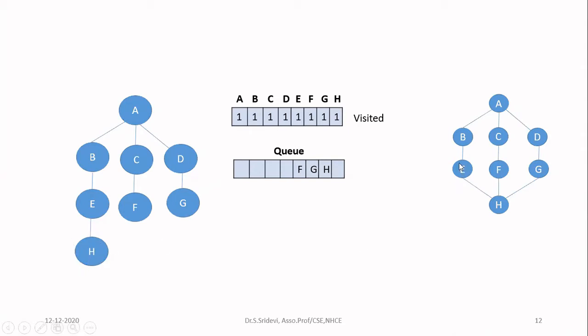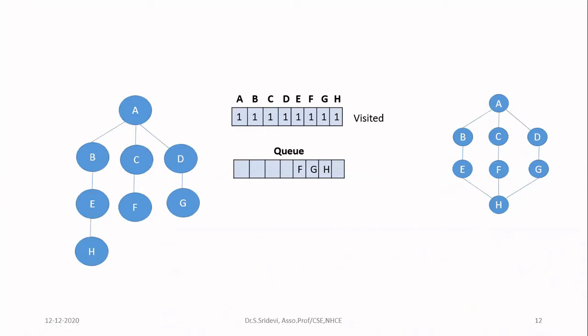So now E is having two neighbors. Since B is already visited, you are ignoring it. You are checking the next neighbor, that is H. H is previously unvisited. So you are going to visit it, mark as 1. Then insert that into the queue, then add that to the output. So now, with respect to this node, we have finished all the neighbors. So we cannot proceed further.